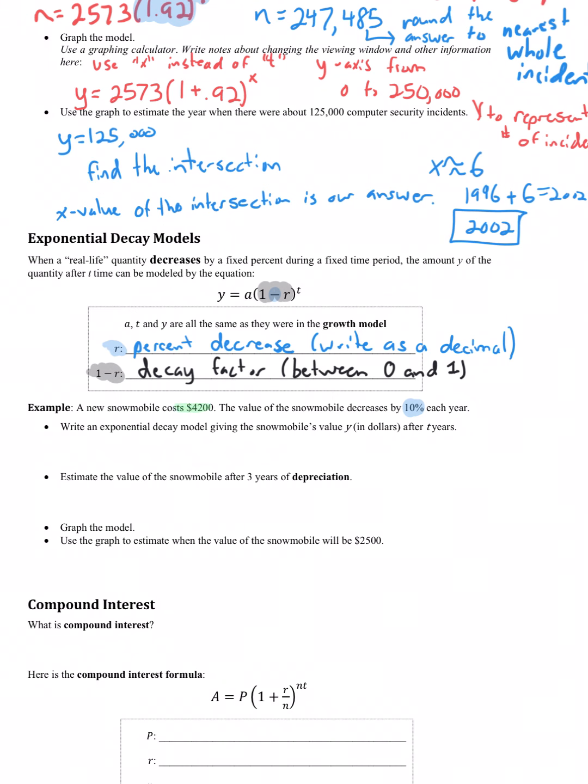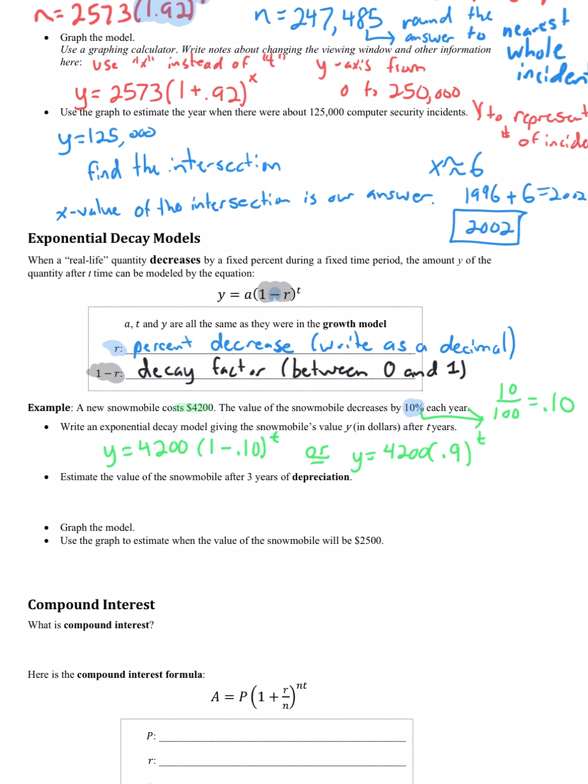Okay. And now it says, write an exponential decay model giving the snowmobile's value y in dollars after t years. So we can say y equals the A value, 4,200, and then 1 minus 10%. That's going to be 10 divided by 100, just 0.10, to the t value. There's our exponential model. Or we can say y equals 4,200 times 0.9 to the t.